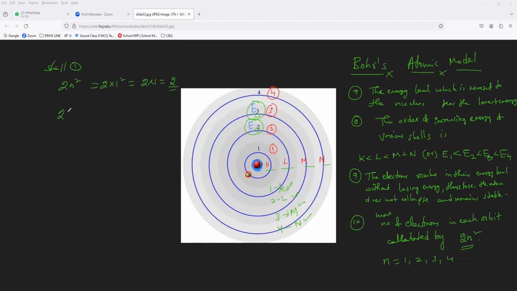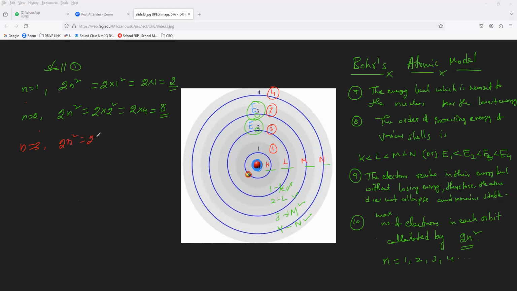Next, 2 into 2n square. Here n is equal to 1, now n is equal to 2. So n equals 2 means 2 into 2 square, which equals 2 into 4. So what is the maximum number of electrons which we can fill in the second orbit? 8 electrons.